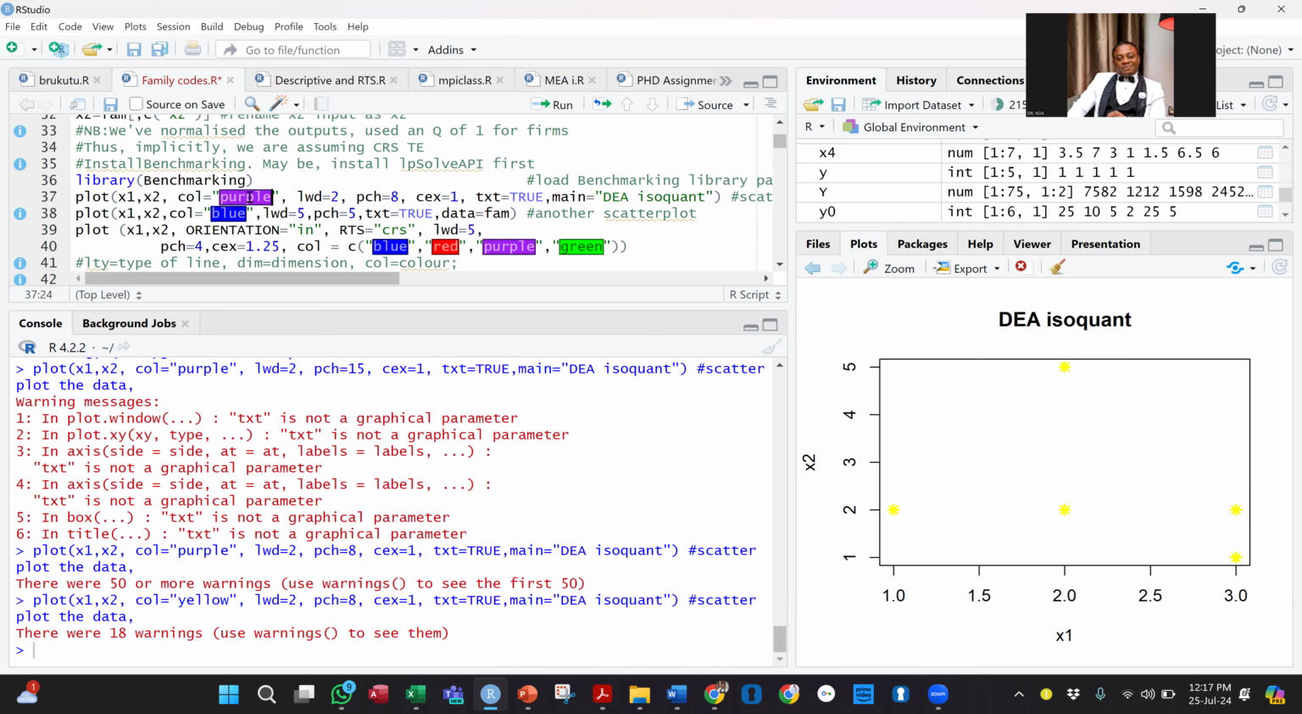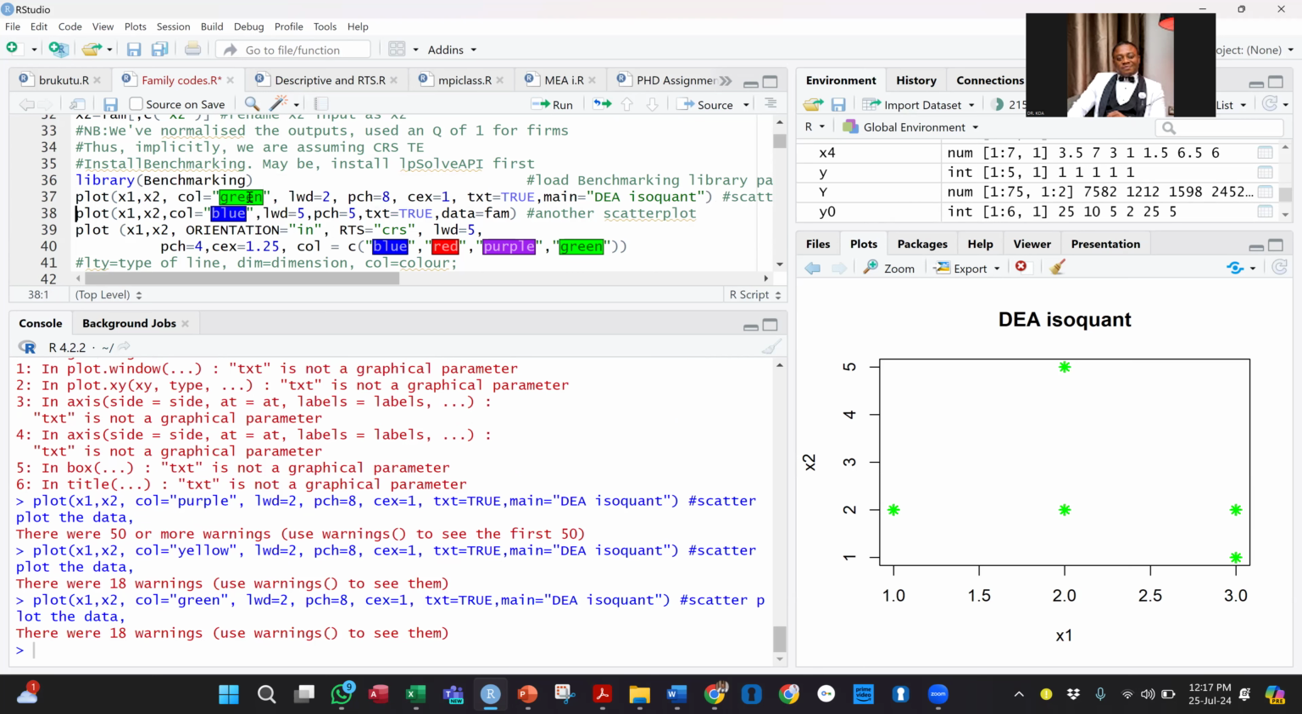If I don't want yellow and I want green, well, green is there. It's going to be used pretty soon. If I want green, you can see that straight away you get a green symbol. Whatever you want, you can get that as well.